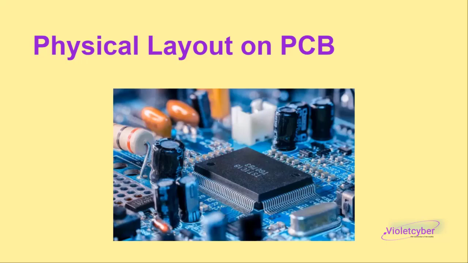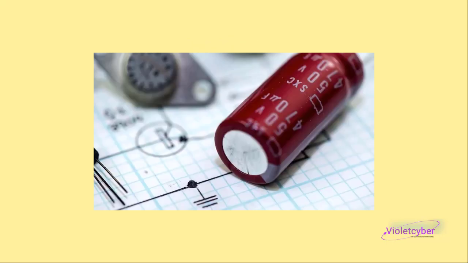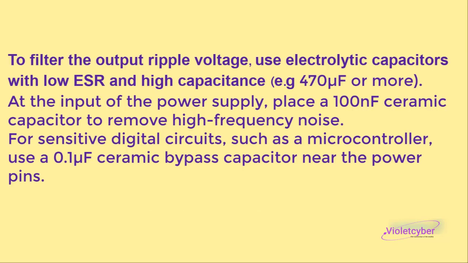Now, I want to give you an example of circuit design when we use a capacitor. Suppose you want to design a switching power supply circuit to filter the output ripple voltage using electrolytic capacitors with low ESR and high capacitance, for example 470 microfarad or more. At the input of the power supply, place a 100 nanofarad ceramic capacitor to remove high frequency noise. For sensitive digital circuits such as a microcontroller, use a 0.1 microfarad ceramic bypass capacitor near the power pins.